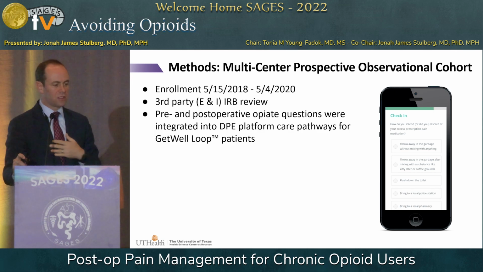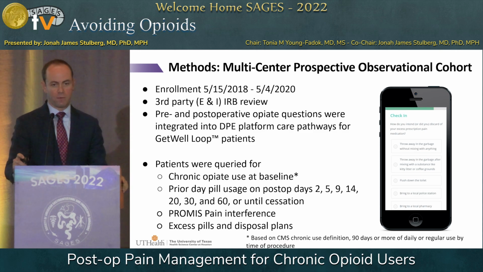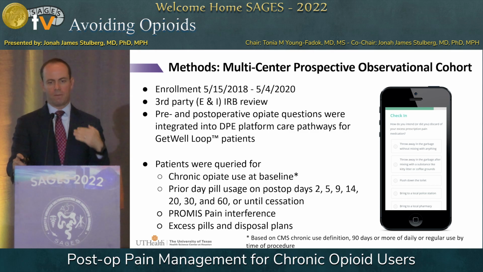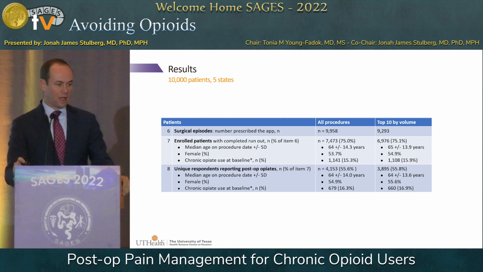We enrolled patients over a 2-year period from 2018 to 2020. It had an IRB review, and we had pre- and post-op questions. It was all automated. And what we were doing is we were querying patients on intervals to get at actual opioid use. And we looked at pain interference scores and excess pills and disposal. I know I'm flying through this, but I do want to make sure that the talk is short and sweet. And so we had about 10,000 patients. Of that, we had close to an 80% response rate of continuous answers.